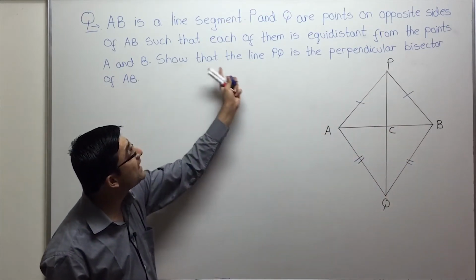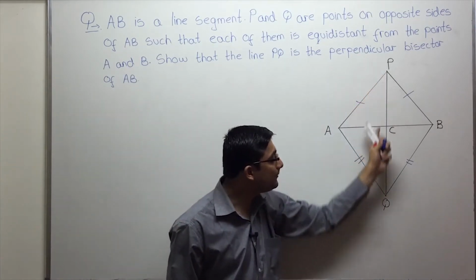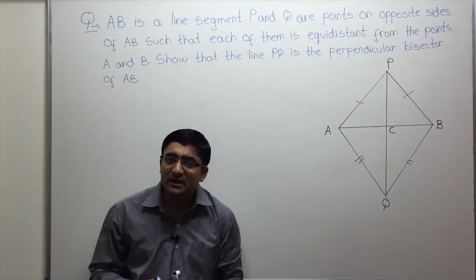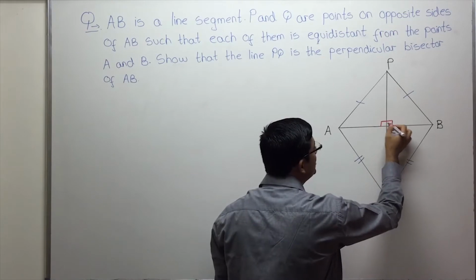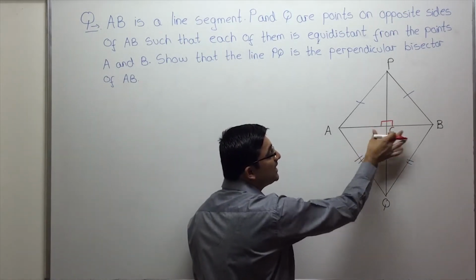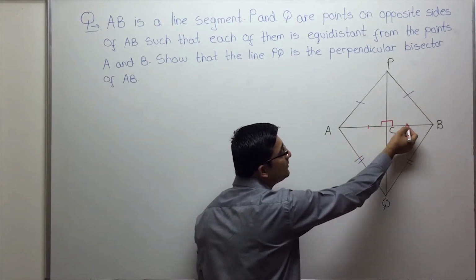Now, show that the line PQ is the perpendicular bisector of AB. So we have to show the line PQ is the perpendicular bisector of AB. What do you mean by perpendicular bisector? Perpendicular means PQ is perpendicular to AB. So we have to show these two angles to be 90. Next, it is the bisector. That means it is going to divide AB into equal parts. So we have to show AC is equal to BC.